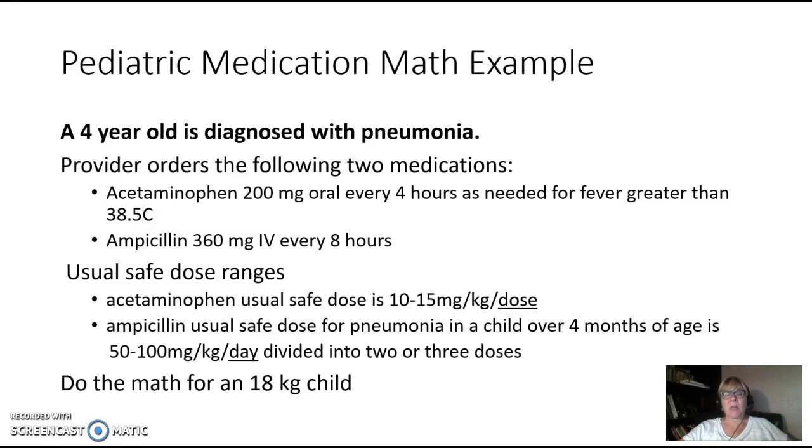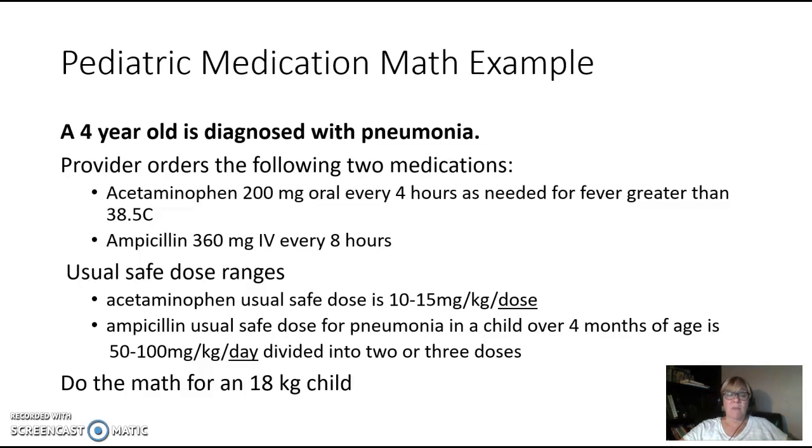Acetaminophen, 200 milligrams, oral, PO, whichever way they write that, every 4 hours as needed for fever greater than 38.5. They also order ampicillin, 360 milligrams IV every 8 hours. So we go to our drug book and we look up the usual safe range.